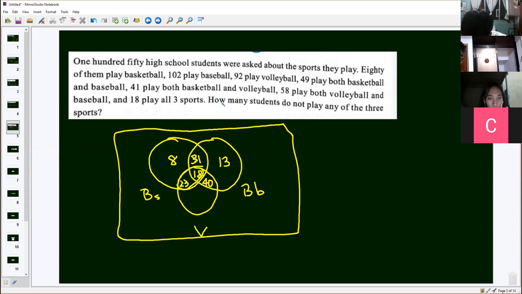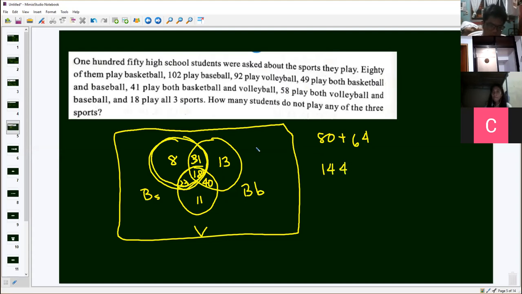Now, next. Volleyball, we have 23, 18, and 40. That's 81. And 92, so 11 outside. Now, let's see. Shortcutin na natin. 80 to. 80. Yung bilog na yun. Plus yung tatlong nasa labas. 13, 40, 11. That is 24 plus 40. 64. So that makes all inside those three circles 144.